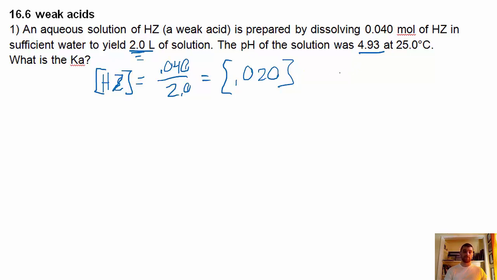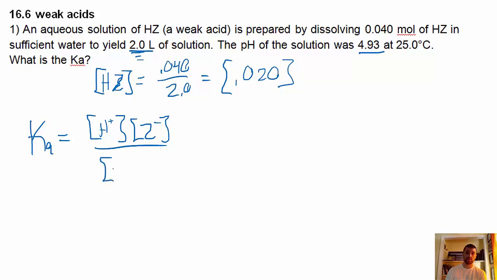Let's figure out first what the Ka expression should be. The Ka should be the concentration of H plus times the concentration of Z minus, all over the concentration of HZ at equilibrium. Where did that come from? It's going to break apart into this, so that is the equilibrium expression constant right there.